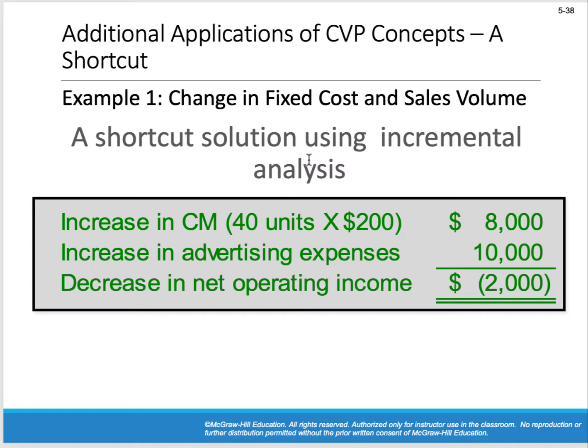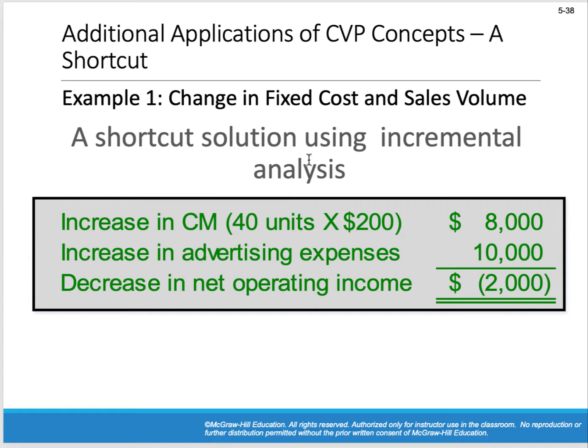How can we calculate quickly and easily the change in the bottom line by increasing our sales and increasing our fixed costs? Very easy. We start with the contribution margin, because we know that once we're past the break-even point, that contribution margin is going to impact our bottom line. So we're going to do incremental analysis here. This is the shortcut. The shortcut is using incremental analysis, and it also reveals the decrease in that $2,000.